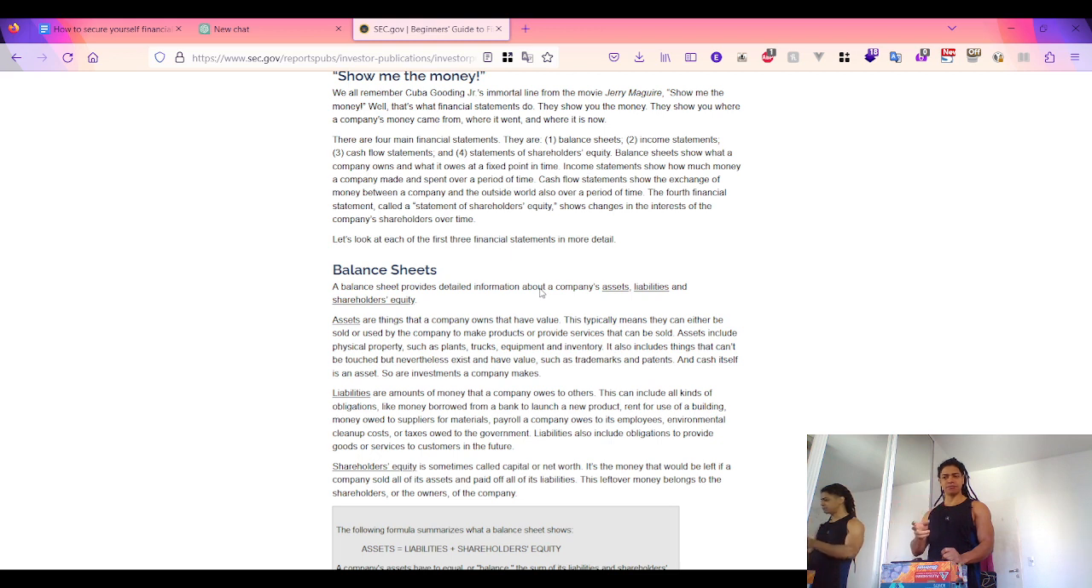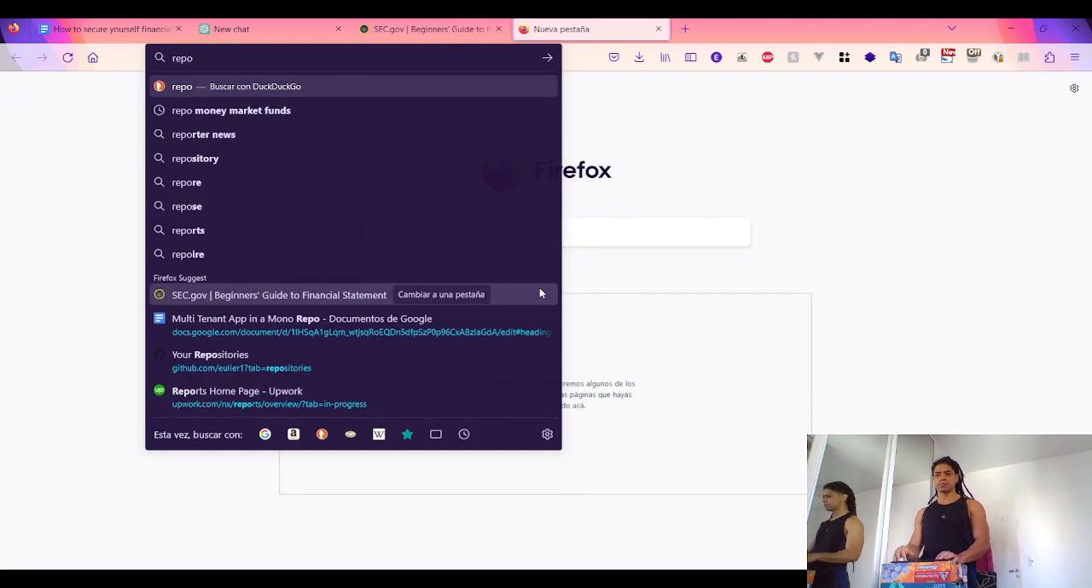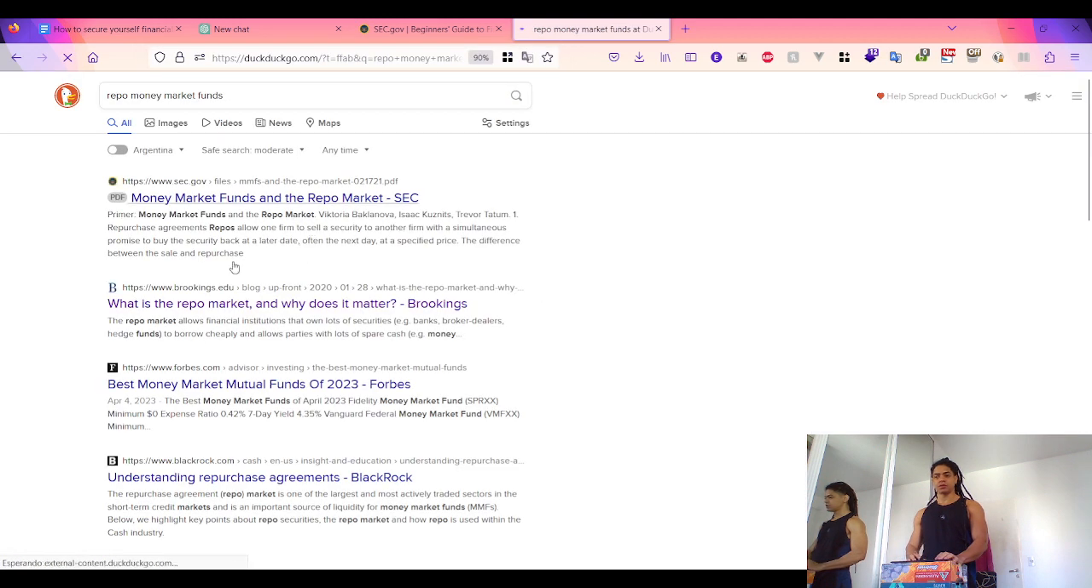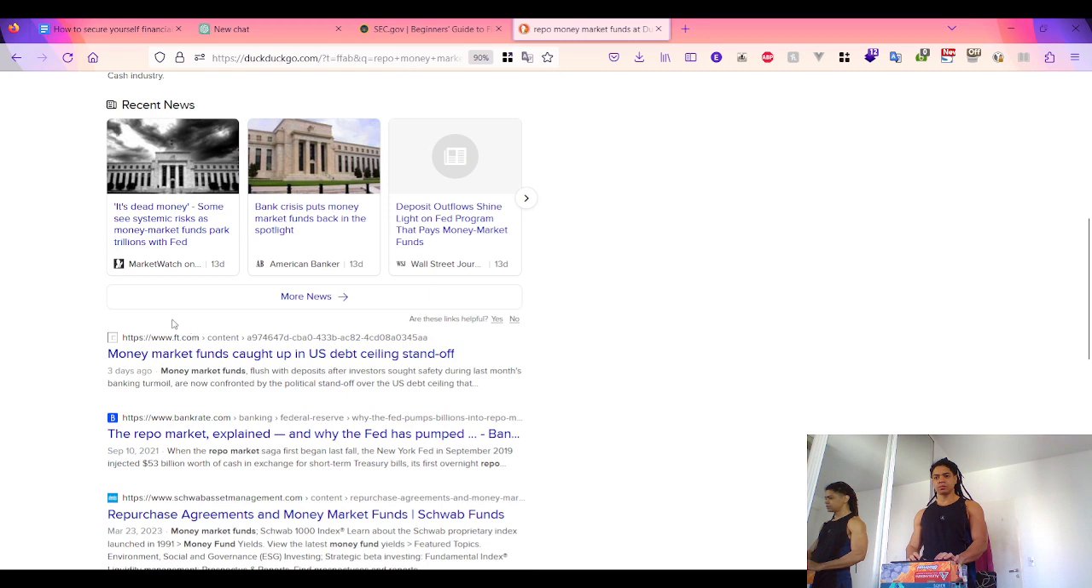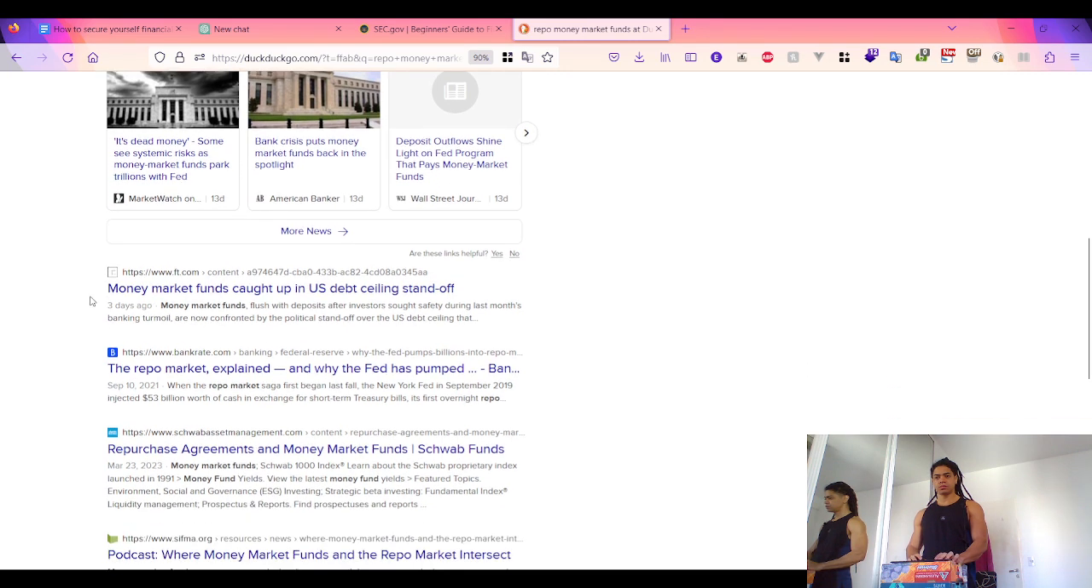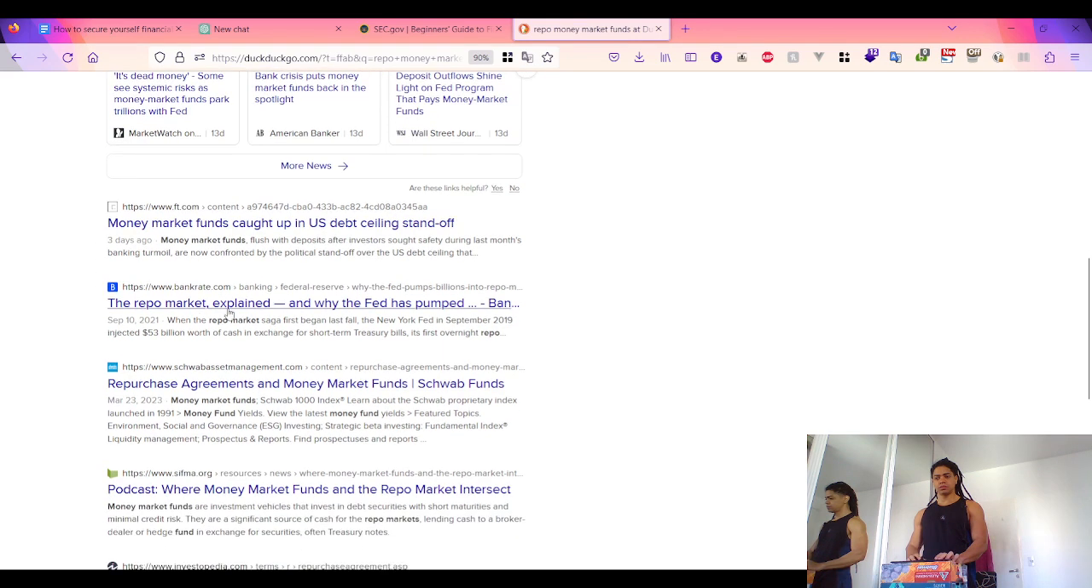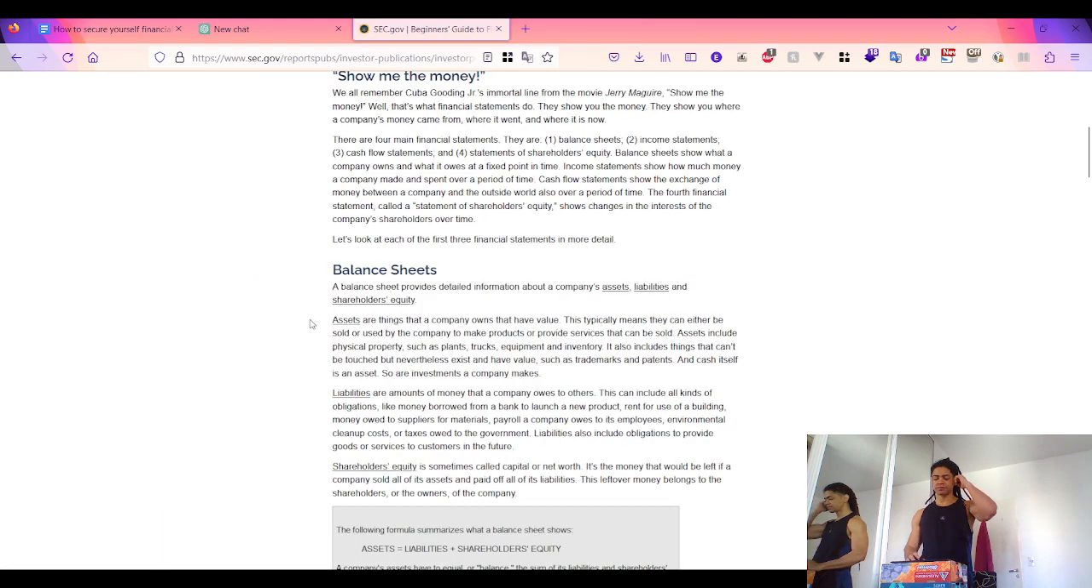As well as bank debt issued by banks, corporate debt, which is a very risky financial instrument, and government debt, plus repurchase agreements, or repo, in money markets. Repurchase agreements.